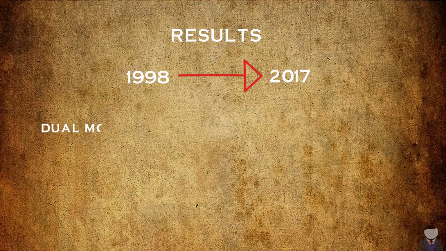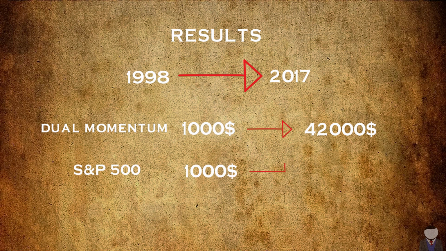Let's talk about the results. This relatively simple strategy has performed unusually well over the last 20 years because it's so simple. The strategy was backtested and explored by some researchers with data going back to 1998. Applying this strategy with a $1,000 initial investment in 1998 would have grown to over $42,000 by the end of 2017. Whereas if it had been invested in the S&P 500 in that time, it would have become about $4,000.